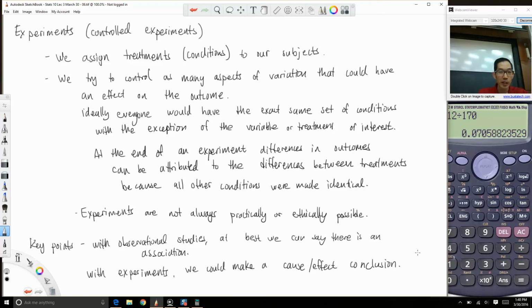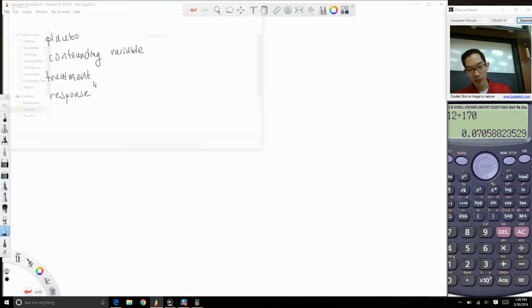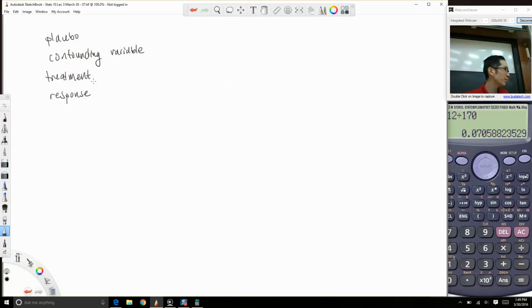So do the reading for chapter 1 and whatnot. There's a few key terms I'll just throw up here, like placebo and confounding variable. I think it's quite straightforward in the reading, okay? Treatment variable, etc. Treatment and response. So these are just some terms that you should know. I think it's straightforward enough in the reading for you to figure this out.